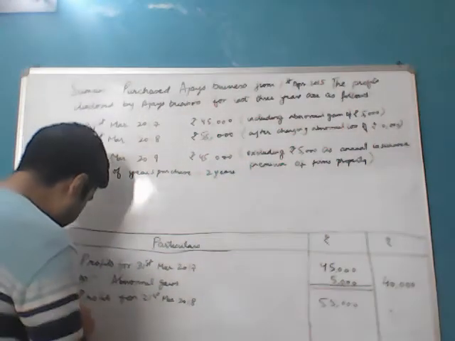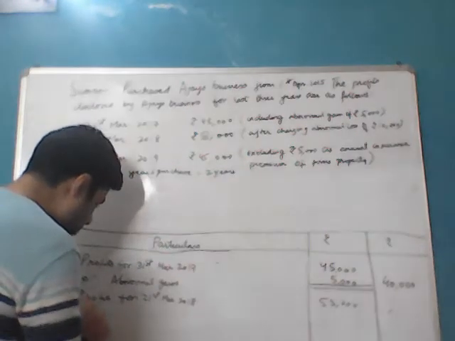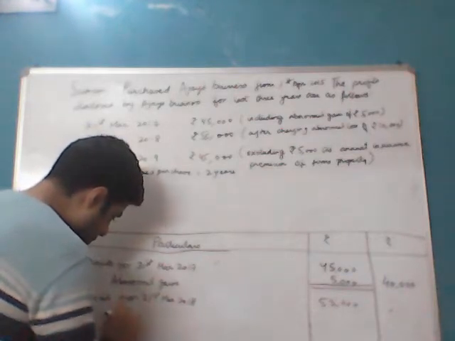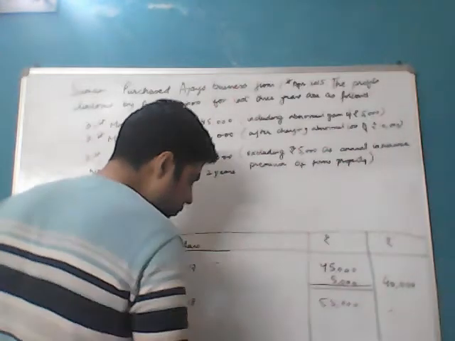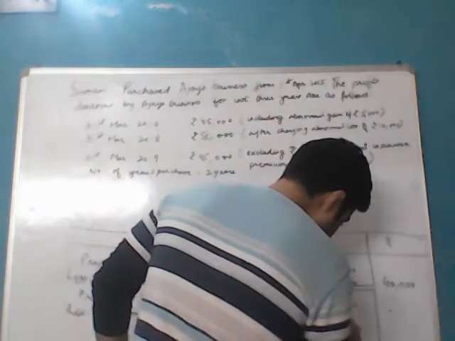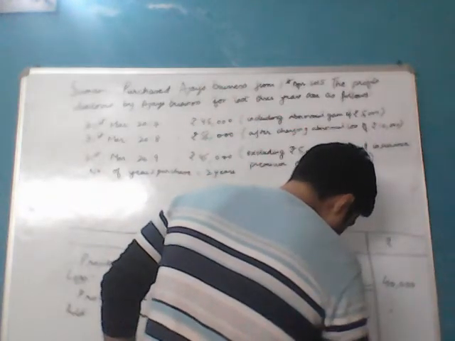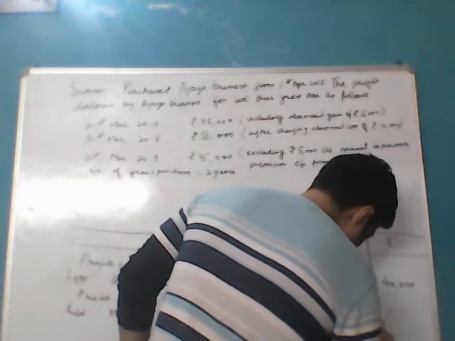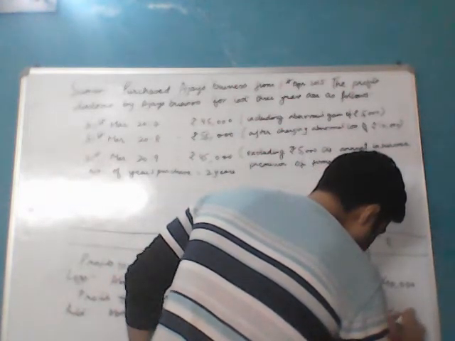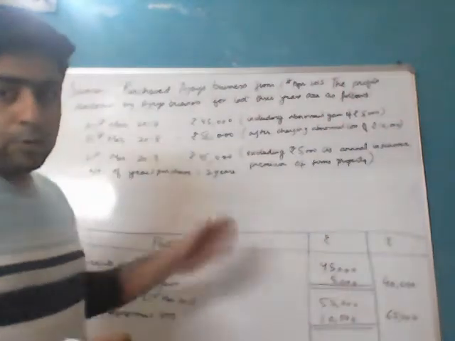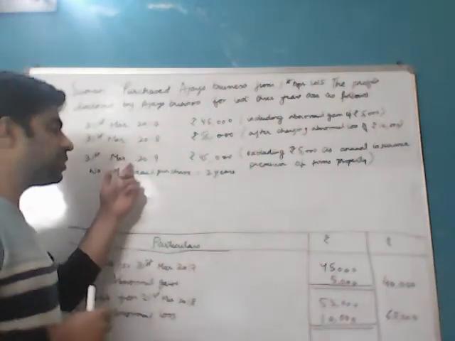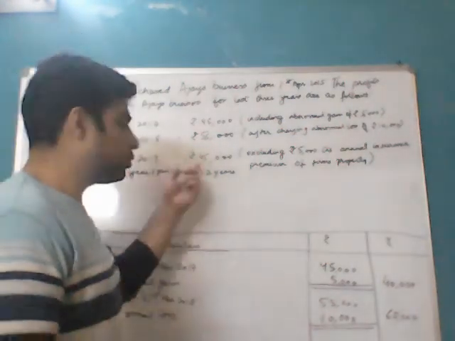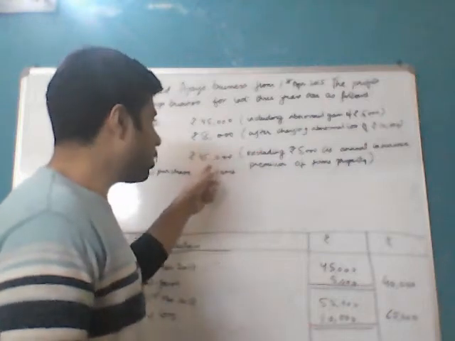So we'll write add abnormal loss of 10,000. So this will give us a profit of 65,000. Now we will move to the third year profit. Third year profit, which is for the year ending on 31st March 2019, is 45,000.